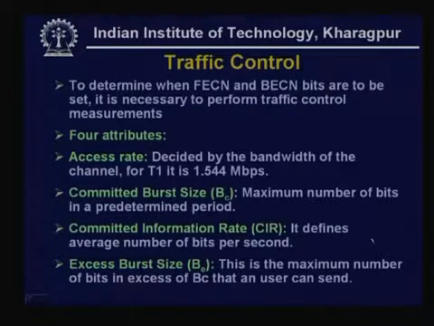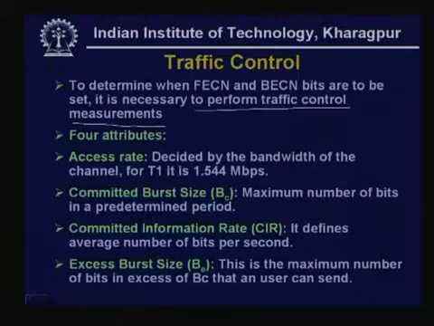Now, you may be asking, how do you find out that congestion has taken place, or when to send FECN or BECN bits by a packet? It is for that purpose it is necessary to perform traffic control measurements. Each switch performs some kind of measurement on the network, and based on that it will decide when to send FECN or BECN, and for that purpose 4 attributes are used.